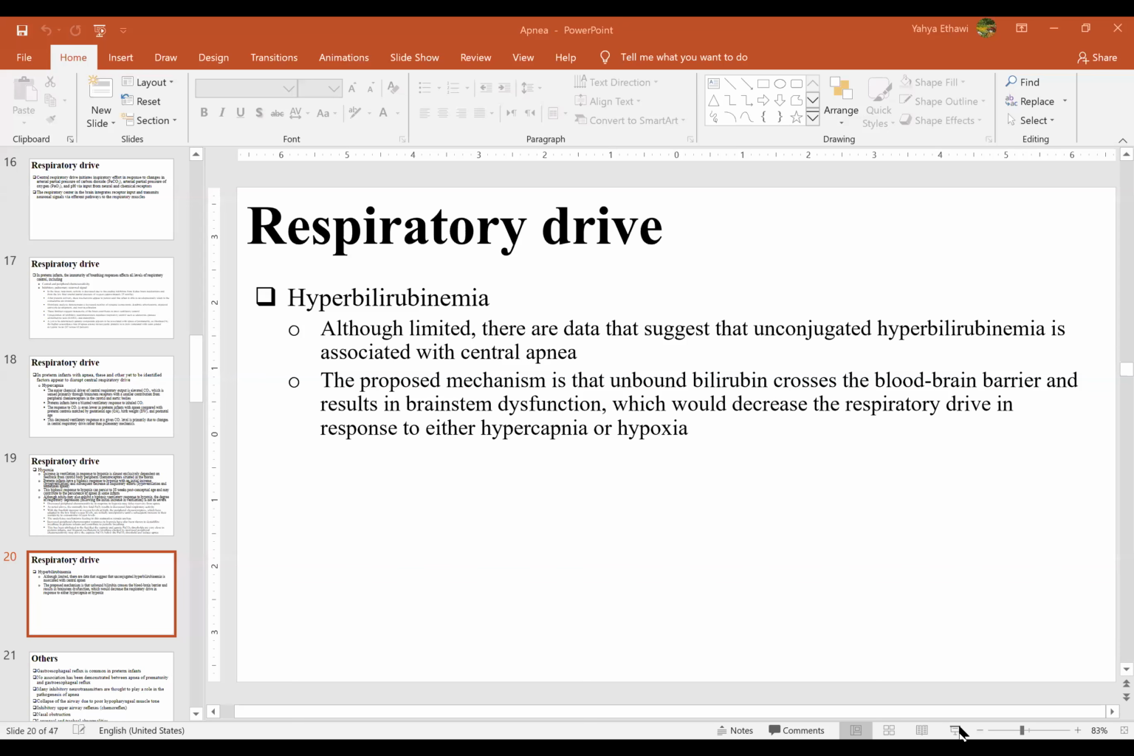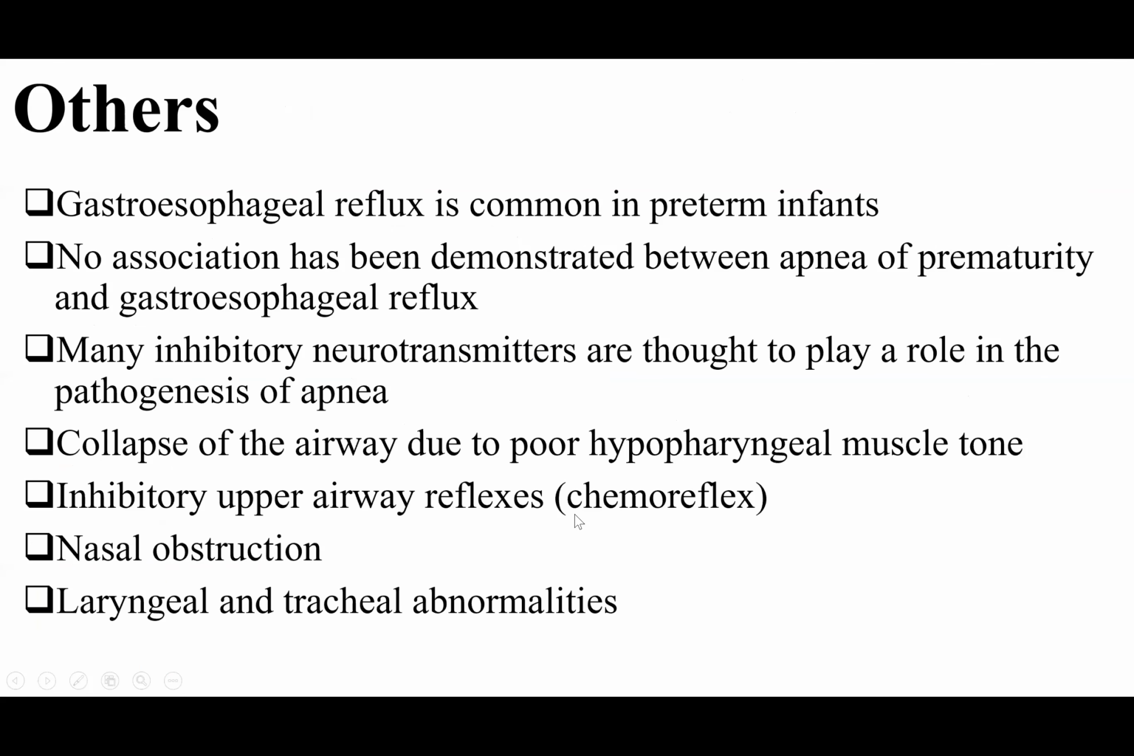Okay, so we already talked about hyperbilirubinemia. Now we've talked about respiratory drive, chemoreceptors, and upper airway obstruction. And when we talked about respiratory drive, there are other factors that cause apnea. Kindly mute yourself. Rula, you can mute everybody, I think you're a manager in the meeting. So there is something called gastroesophageal reflux. It's very common in preterm babies, and there are many reasons why it's common.